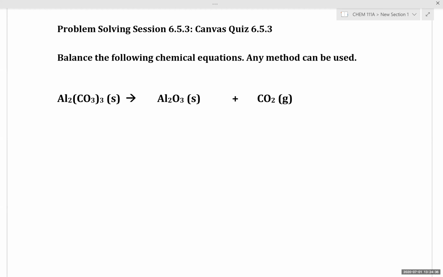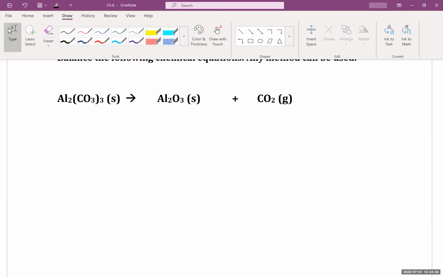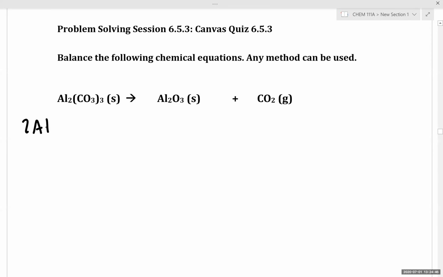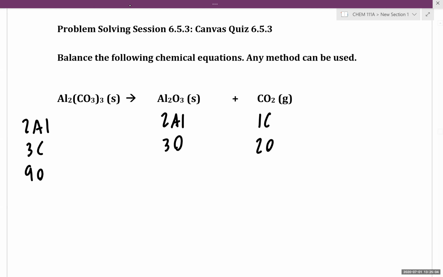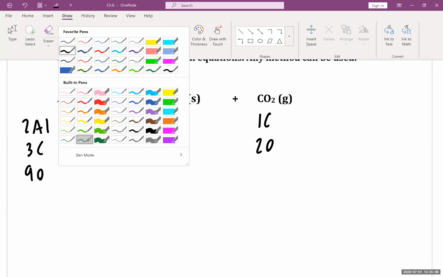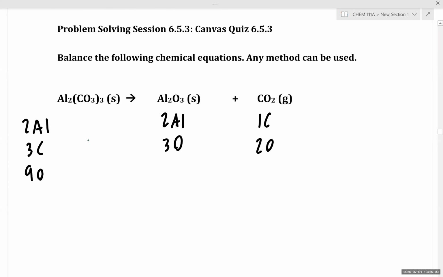Okay, so let's now discuss this example, and thank you again for sharing your responses in the chat. So again, as always, we're gonna count the number of atoms of each element. So we have 2 aluminums, 3 carbons, and 9 oxygens in our reactants. We have 2 aluminums and 3 oxygens in aluminum oxide, and we have 1 carbon and 2 oxygens in carbon dioxide. We're gonna leave oxygen alone for now. Again, we always balance the elements found in the least number of compounds.